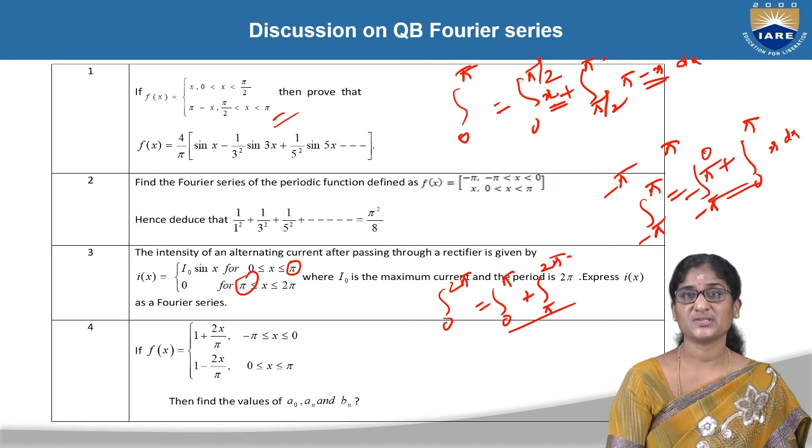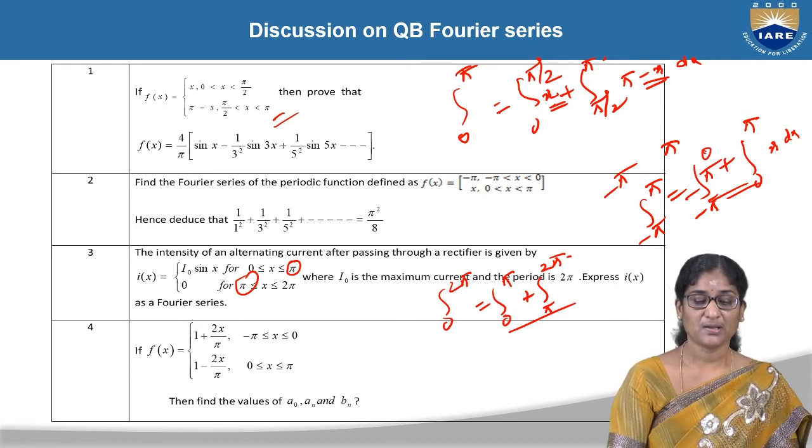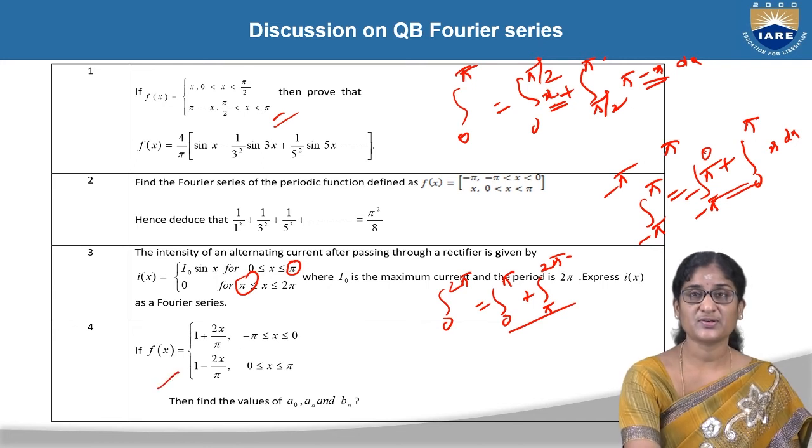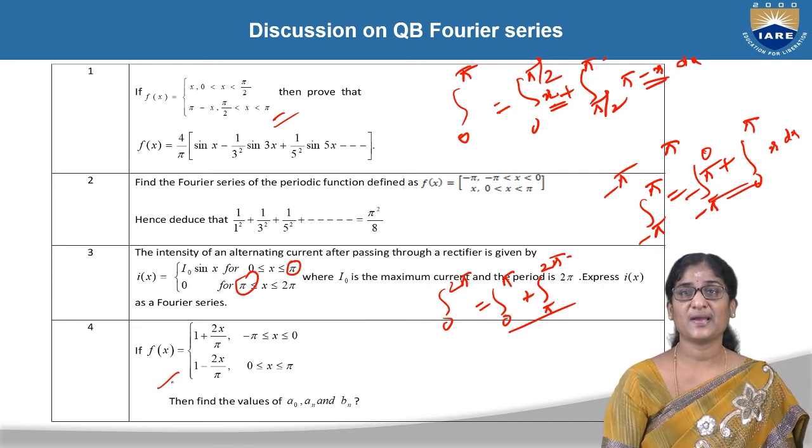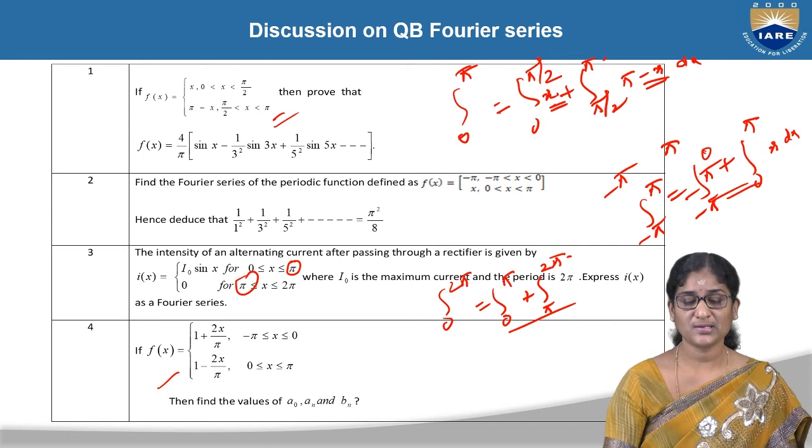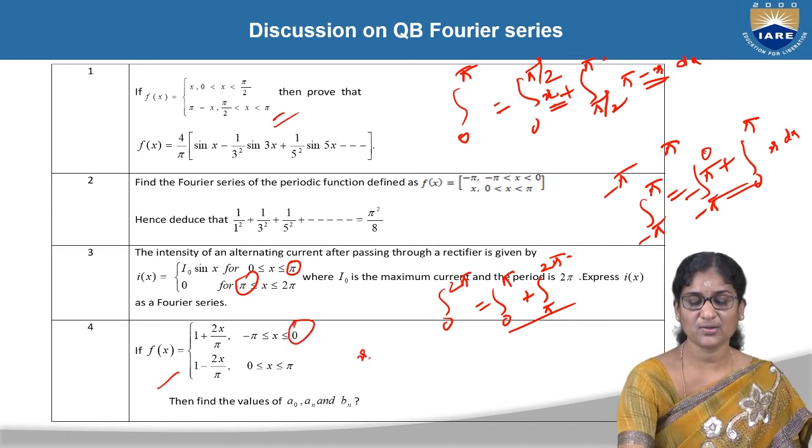After finding all three Fourier coefficients by splitting up this integral, we need to substitute them in the Fourier series. And the fourth question is also similar to the above cases, that is a discontinuous function, 1 plus 2x by pi, and the discontinuity is there at x equal to 0.